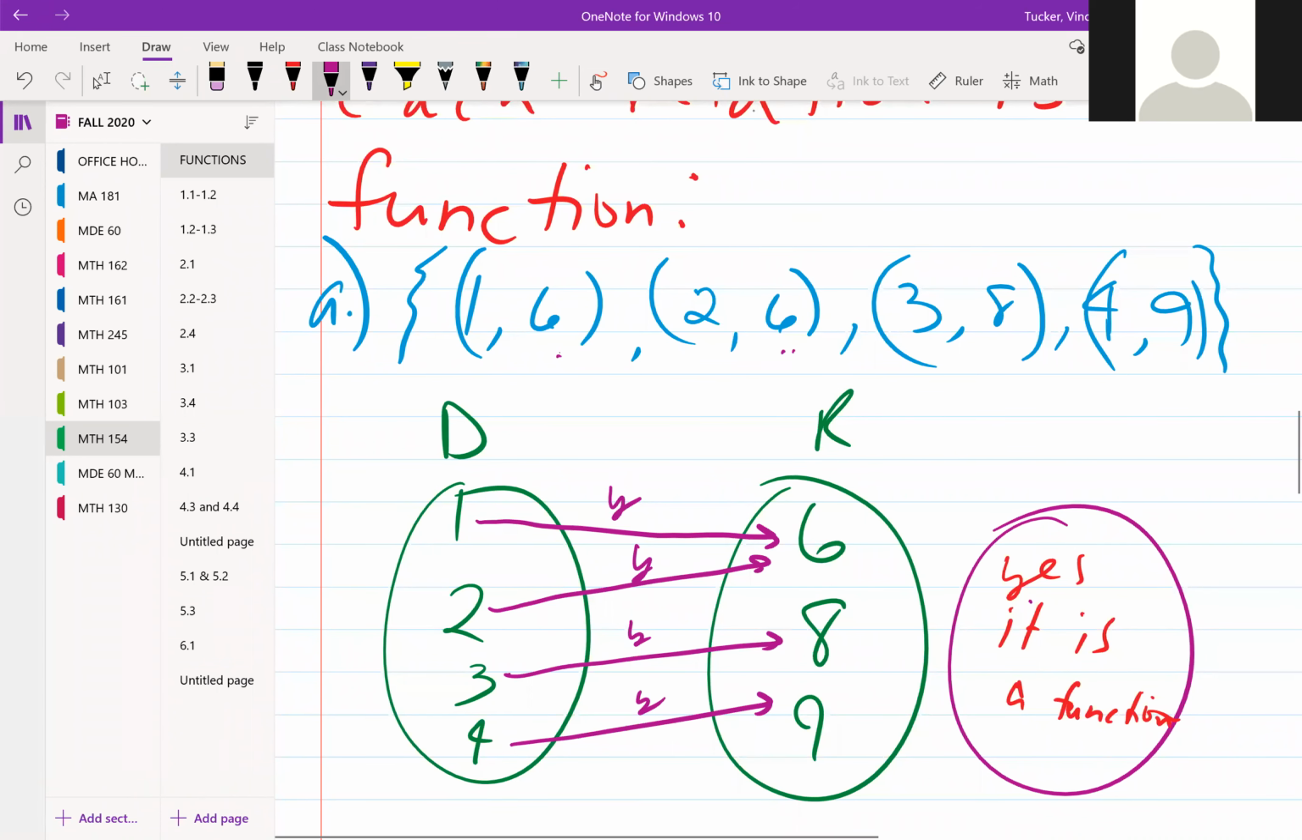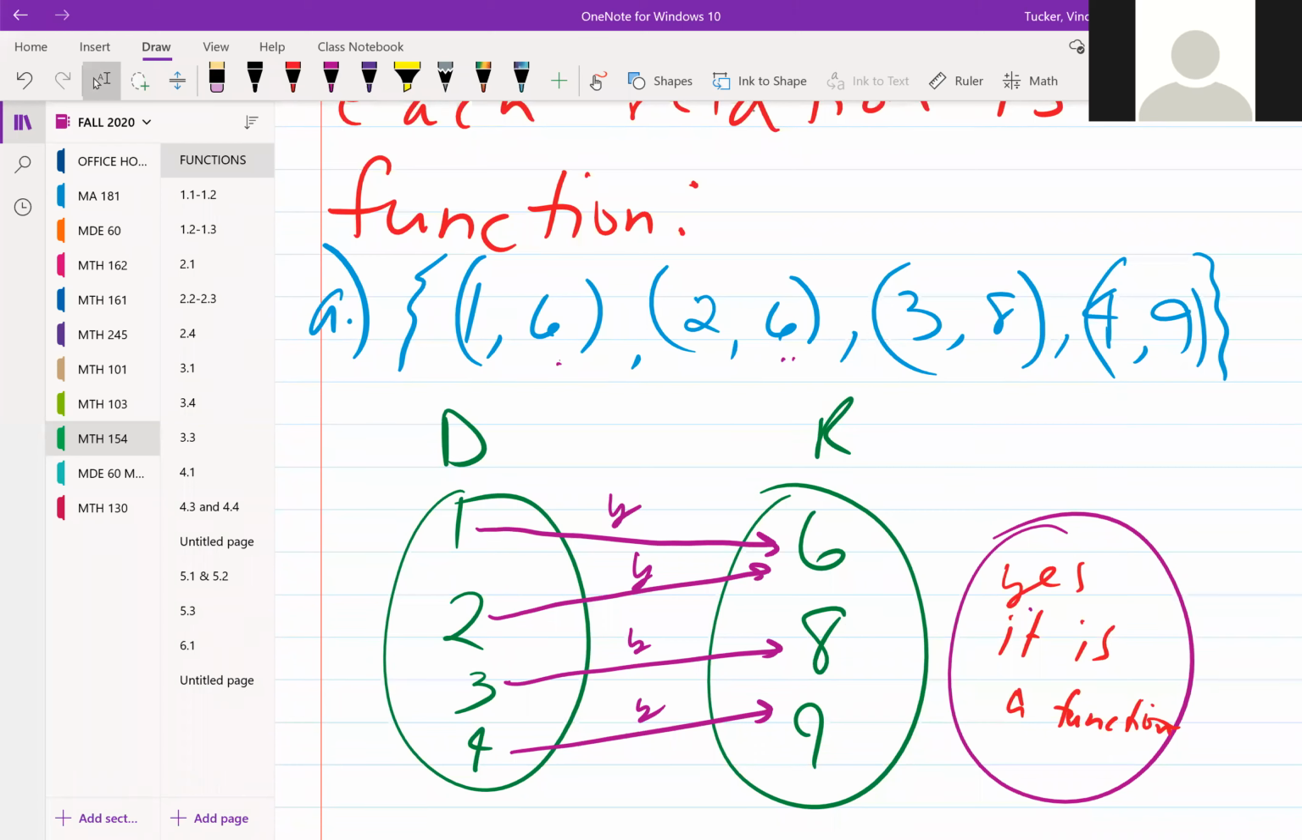So you're saying it doesn't matter as long as it goes into one of them? Yep. As long as it only goes to one value in the range.